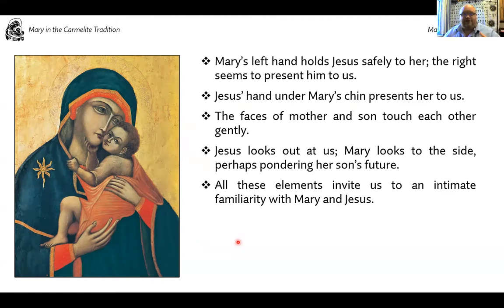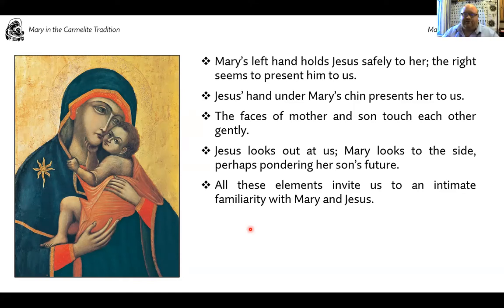Jesus is looking out at us, the viewer, whereas Mary is looking to the side, perhaps pondering her son's future. If any of you know the lovely icon of Our Lady of Perpetual Help, Perpetual Succor, she's looking at us, whereas the son is looking off to the side as if foreseeing his passion. And all these elements invite us in. They invite us to an intimate familiarity with Mary and Jesus.